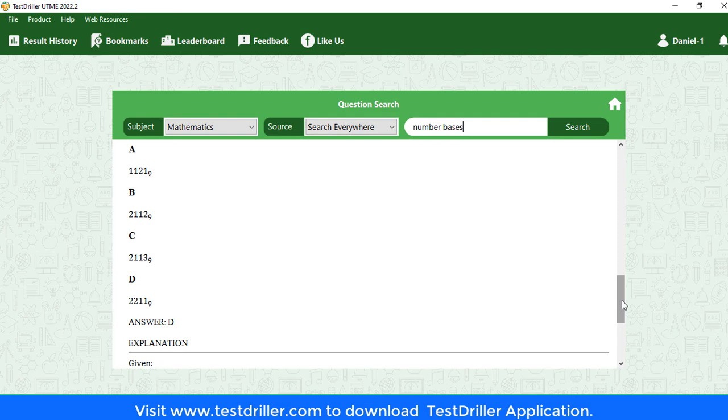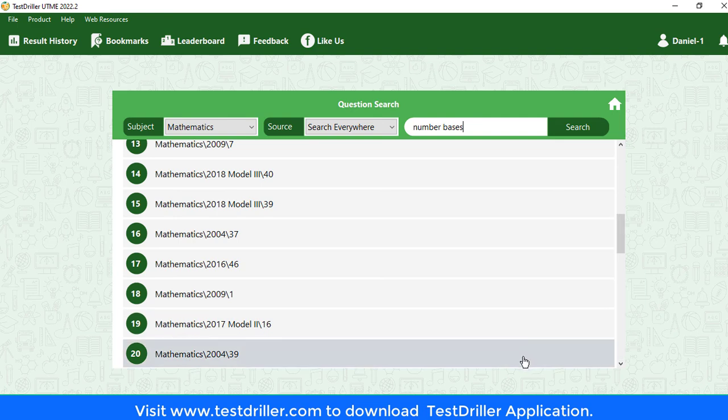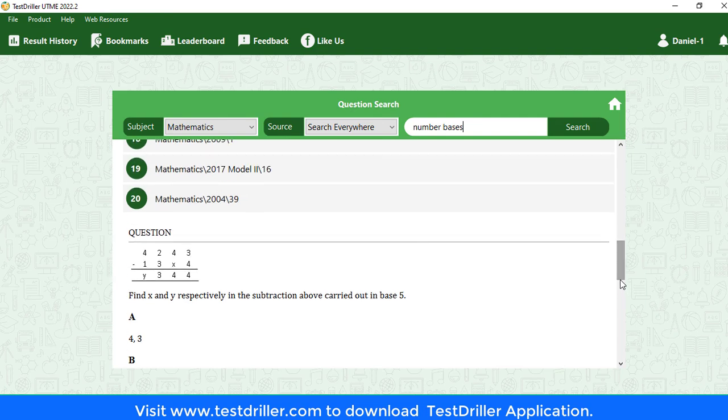Okay, so let's move on to the next question. The next question will be taken from UTME past question 2004, question 39. 2004, question 39. And that's the last question here. So let's take a look at it. In this case, the question states that we should look for the value of x and y respectively, and that the base is base 5. So here you have 4243 minus 13x4, and they are all in base 5.